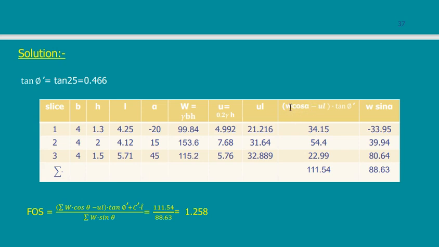Here I need W sine, and the summation of W sine, and then I have W cosine minus UL multiplied by tan phi dash. This is calculated here, and I get the summation of it here. Then the factor of safety is the summation of these values divided by the summation of these values. So it is 111 divided by 88. This will give me the factor of safety of this slope.